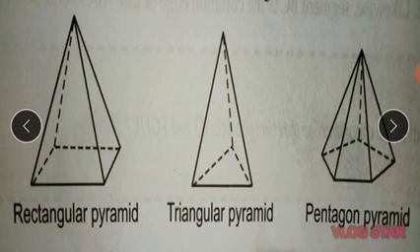So these are different types of pyramid. Rectangular because its base is a rectangle, triangular because its base is a triangle, pentagonal pyramid because its base is a pentagon.